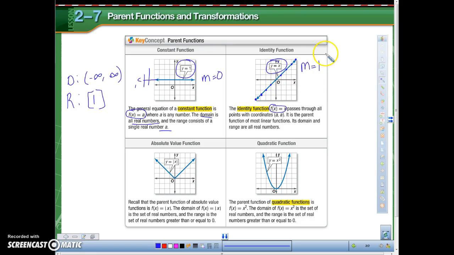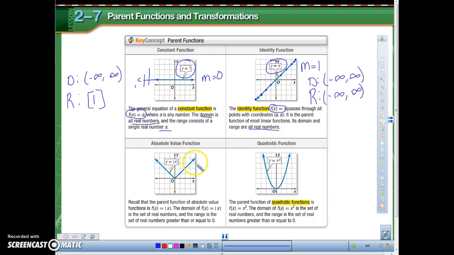Now, you can change this by doing a different slope, but then it's not the identity function. The identity function is f of x equals x. The domain for this one and range are the same, and it's all real numbers. So you would write your domain as negative infinity to positive infinity. Your range is also negative infinity to positive infinity.